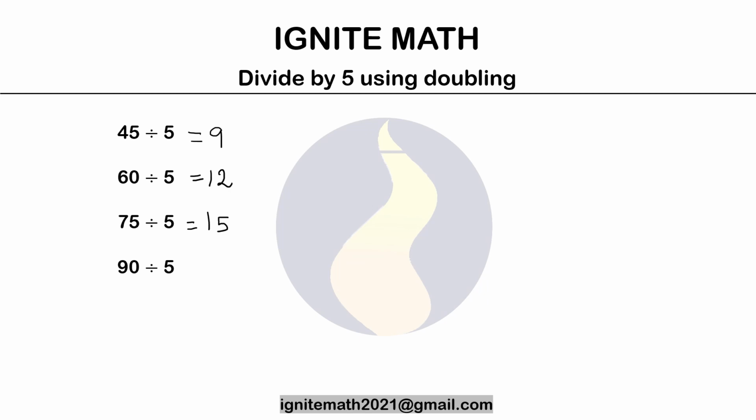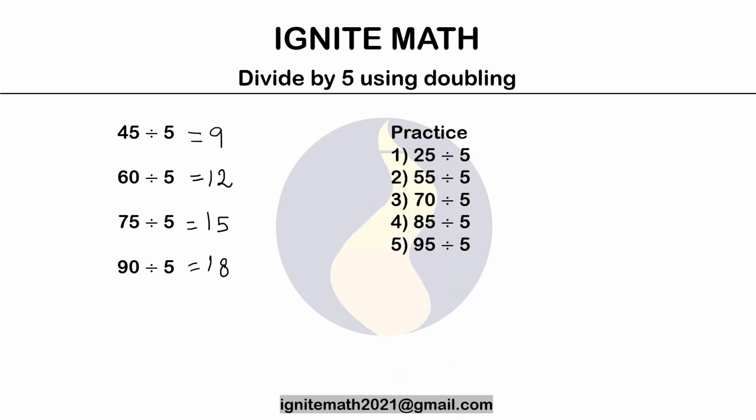90 divided by 5: doubling of 90 is 180, remove the last 0, the answer is 18. So to divide by 5, double the dividend and remove the last 0. Here are a few questions for practice. Pause the video, solve them and cross-check your answers with the key.